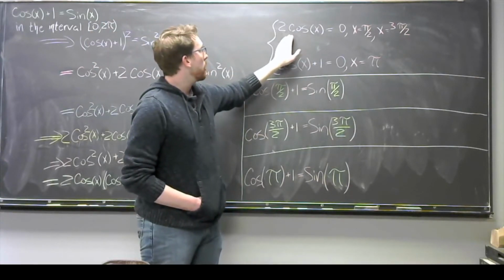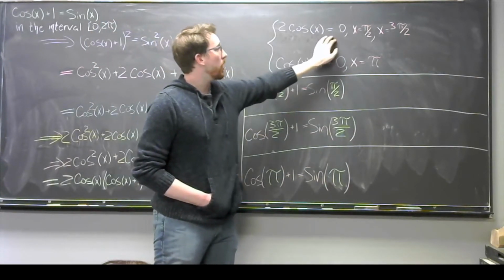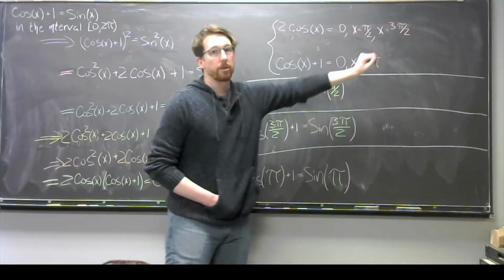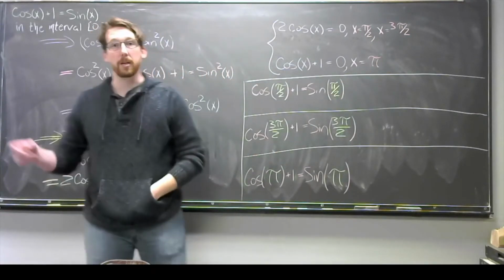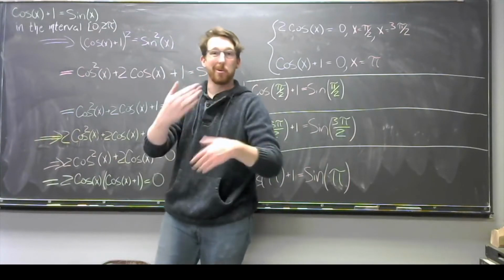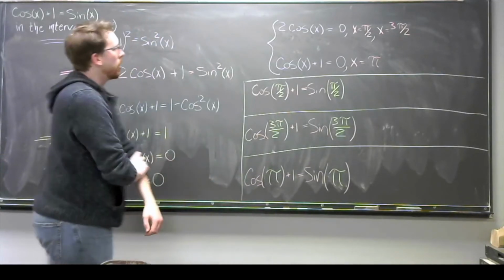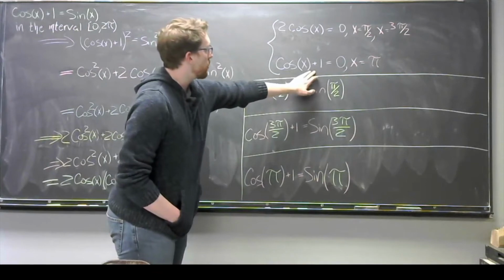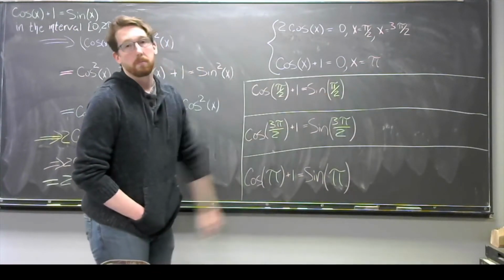The first part, 2 cosine x is equal to 0 whenever x is equal to pi over 2 or 3 pi over 2. And that's because we restricted it to the interval 0 to 2 pi, so we don't need anything beyond that, right? And the other part, cosine of x plus 1 is equal to 0 whenever x is equal to pi.